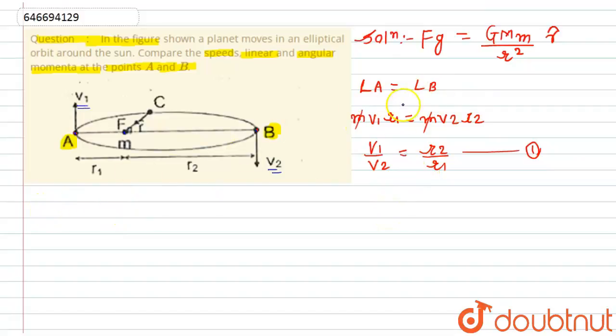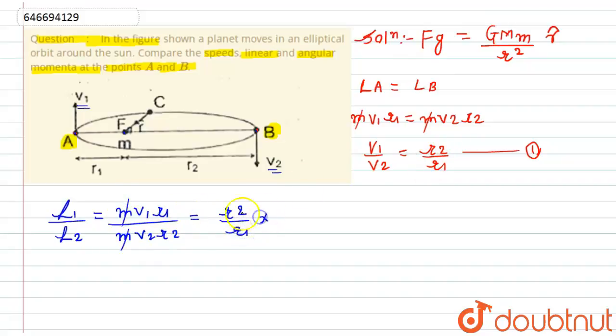Now let us look at the momentum. Here we have already written that angular momentum LA equals LB. So if we take the ratio of it, say L1 by L2, it will be equal to mV1R1 divided by mV2R2. The m cancels here, while V1 by V2 is R2 divided by R1, and here we already have R1 by R2. So R2 gets cancelled, R1 gets cancelled, and we get the relation between the angular momentum at these two points, that is L1 equals L2. So this is the second relation.